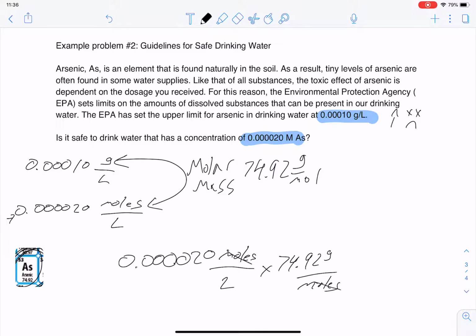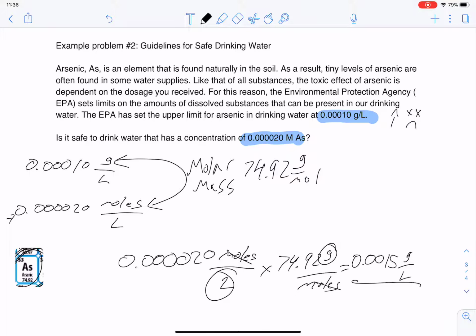Our units will cancel, and so if we do that, we should get, let's see, 0.0015, we'll just round it, grams over liters. All right, those are our two units left.